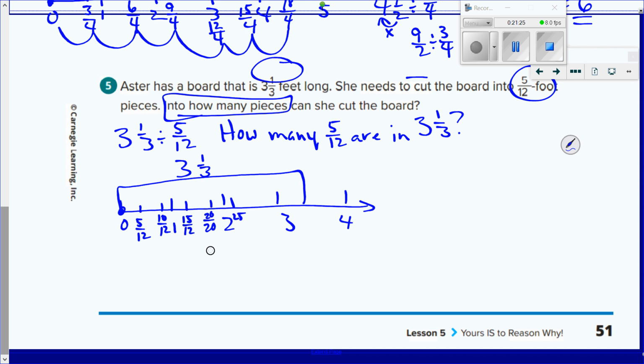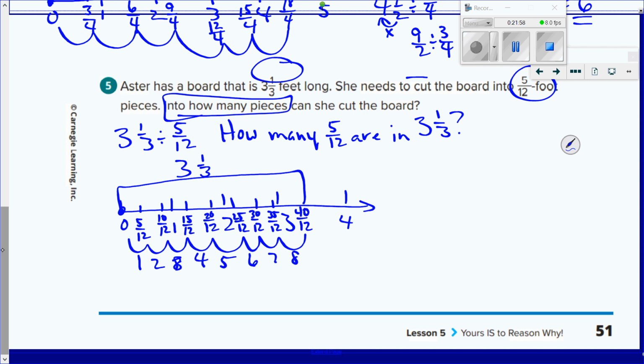I hate when I do that. Should have been a 12. 25/12, just past 2. Then we have 30/12, which is not to 3 yet. Then we have 35/12, which is just before 3. Then I have 40/12, which is going to be 3 1/3. So how many did I end up dividing it into? 1, 2, 3, 4, 5, 6, 7, 8. So there are 8 sections of board.